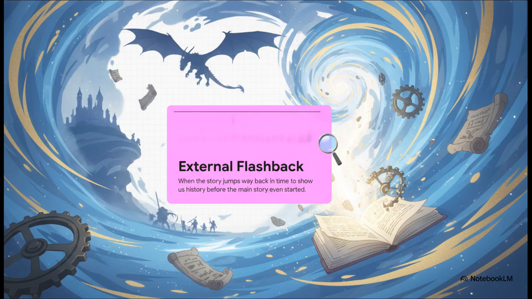Just imagine reading a story about a young farm boy joining a space rebellion, right? But suddenly, the book flashes back hundreds of years to show an epic ancient battle with star dragons. That external flashback sets up the lore and the sheer scale of the universe so you know exactly what's at risk in the present day.